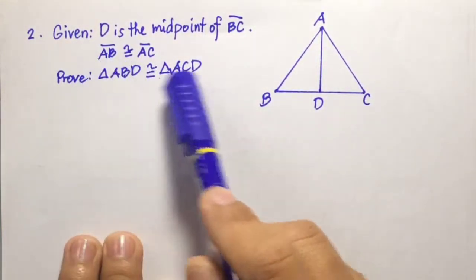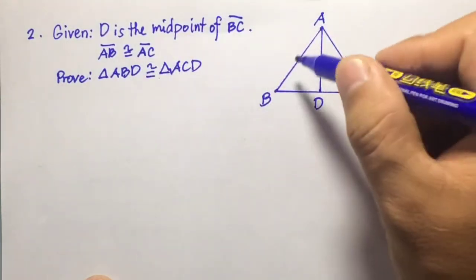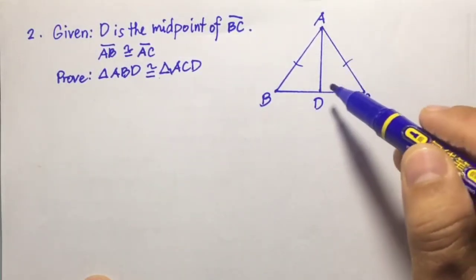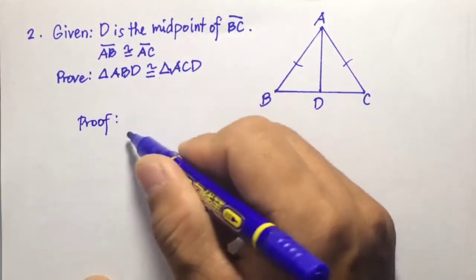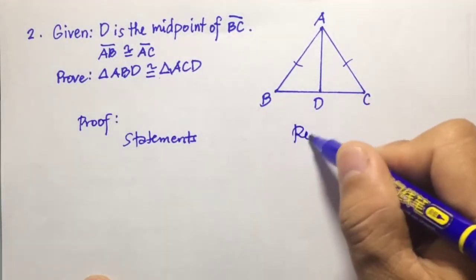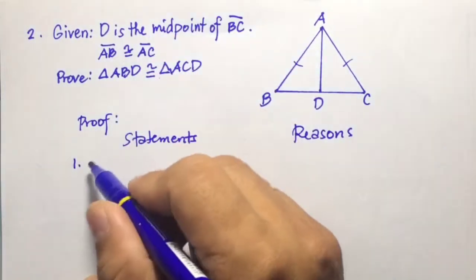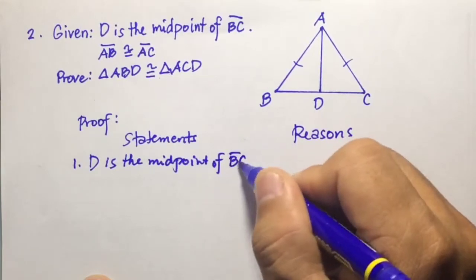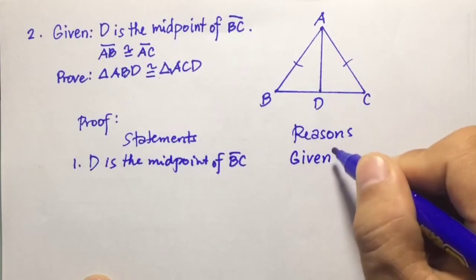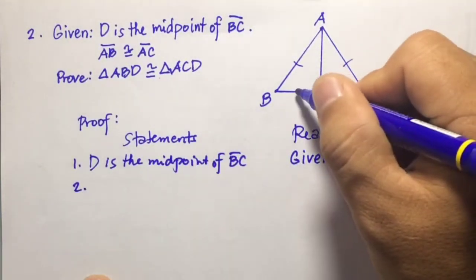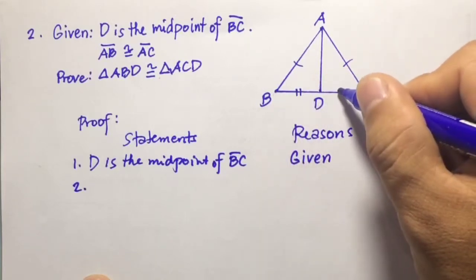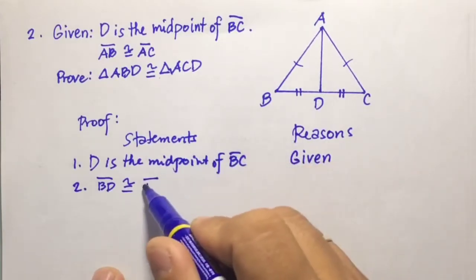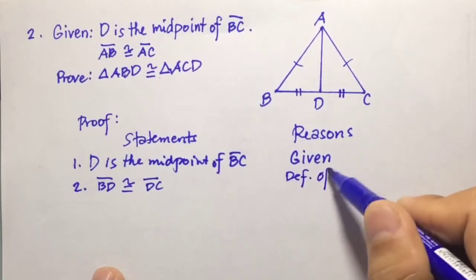Example number 2, given that D is the midpoint of BC and AB, this line segment, is congruent to AC. We're going to prove that triangle ABD is congruent to triangle ACD. So proof, then statements, and second column reasons. First statement, we're going to have D is the midpoint of line segment BC. Reason here will be given. Now, since D is the midpoint of BC, we can say that line segment BD is congruent to line segment DC. Reason here will be definition of midpoint.